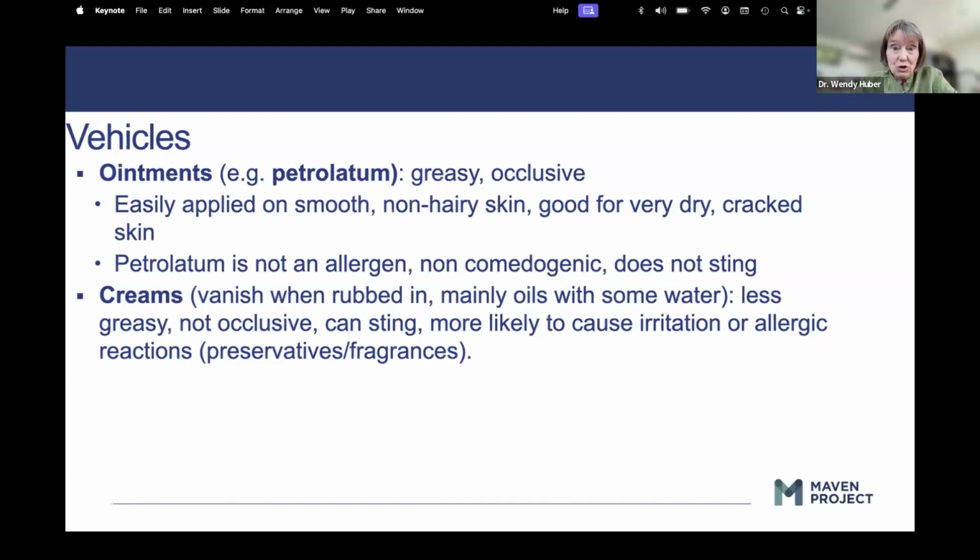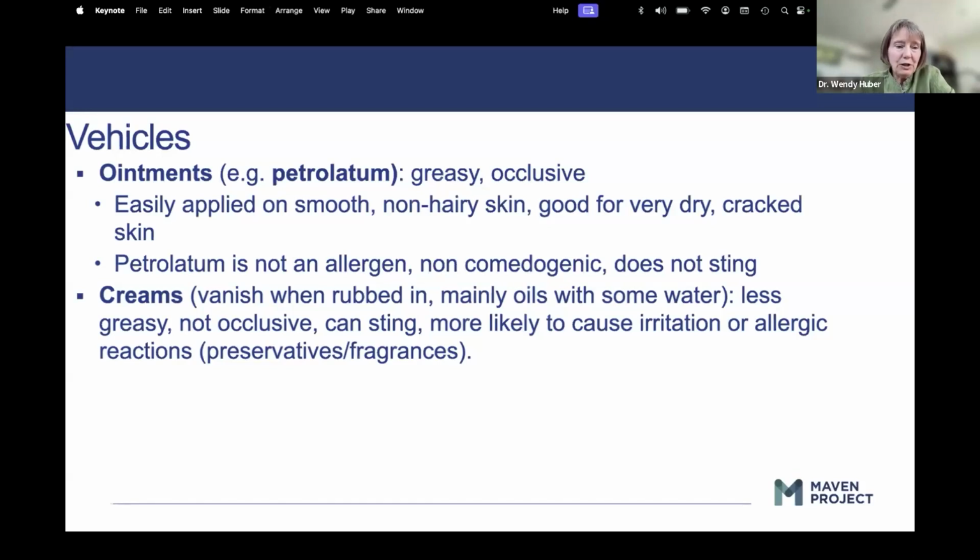The things about petrolatum that I really like is the fact that it is not allergenic and it's non-comedogenic, even though it's occlusive, and it does not sting. And that's really important when you're giving a product or medication to a patient that has open areas of skin. It's really good when that product does not cause further irritation or stinging.